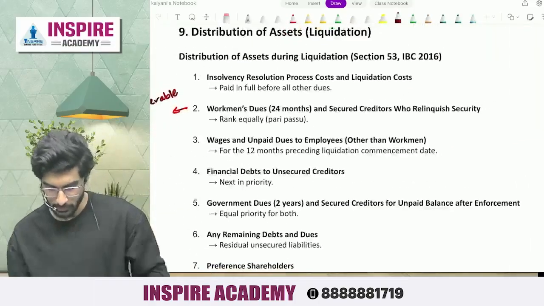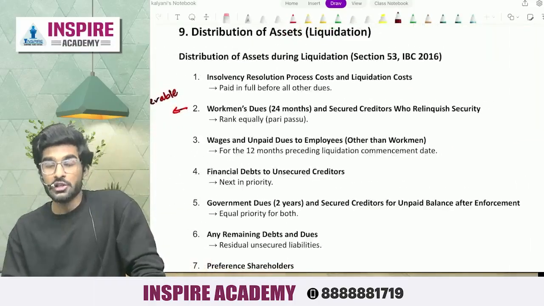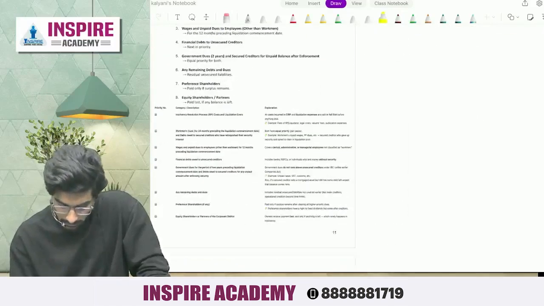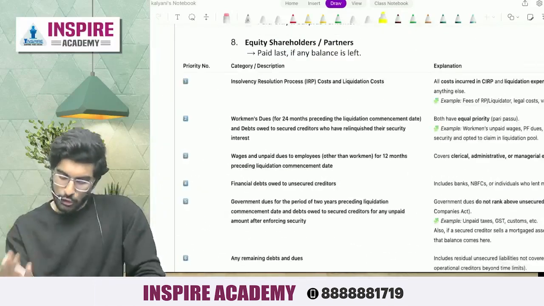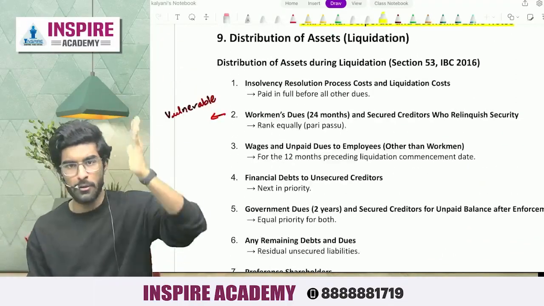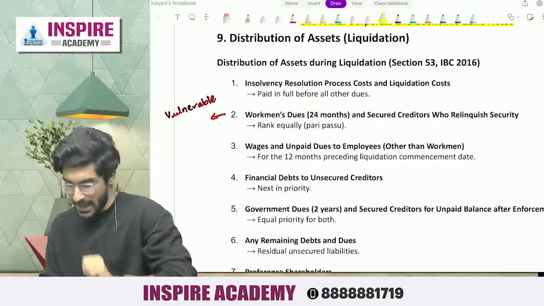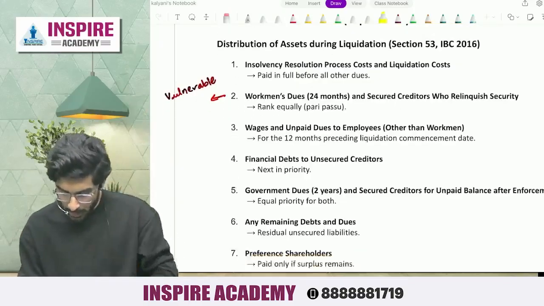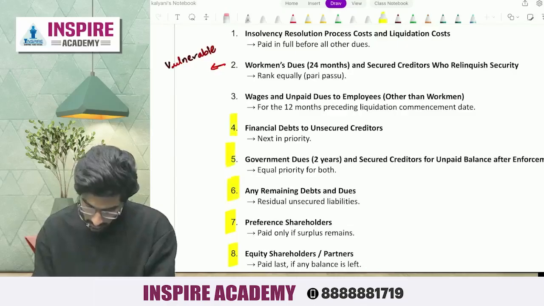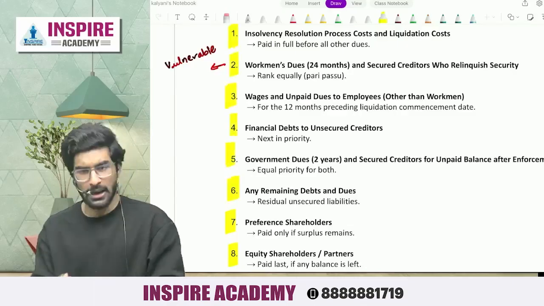Okay. So, people, distribution of assets during liquidation. I've also given you an example, people. So first, we'll understand the priority. Yes or no? First we'll understand the priority, then we'll come to examples. So there are 8 categories of stakeholders. How many categories, people? 8 categories of stakeholders.